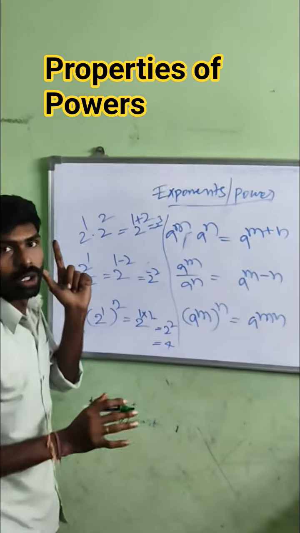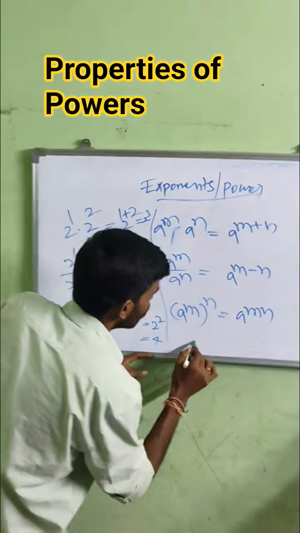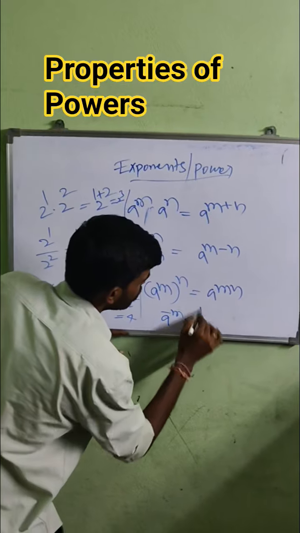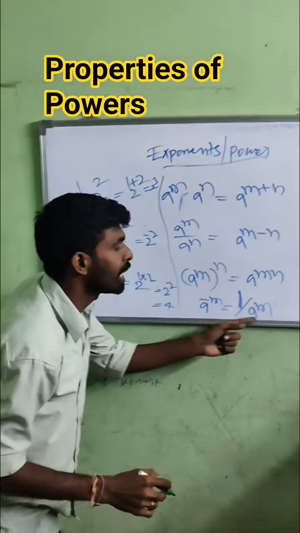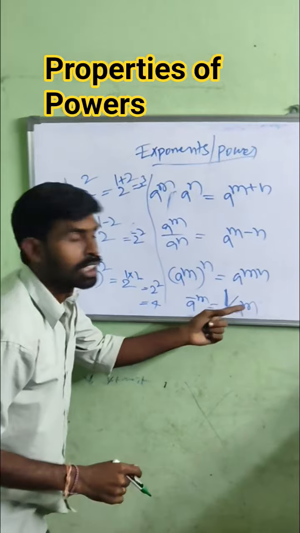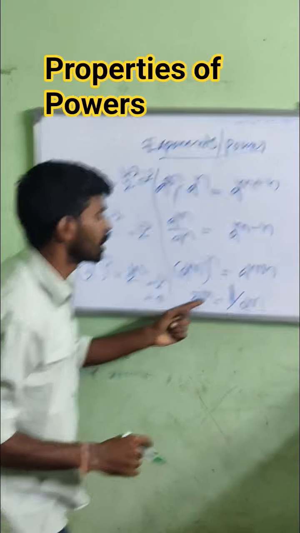2 cube. Okay. Next thing is a power minus m, we can write it as 1 by a power m. If it is in the denominator, we can take it into the numerator, and that will be the minus.